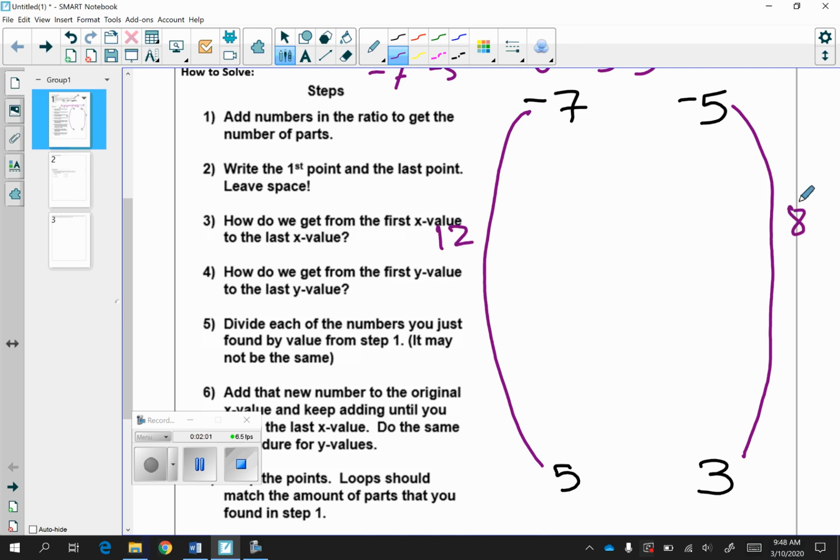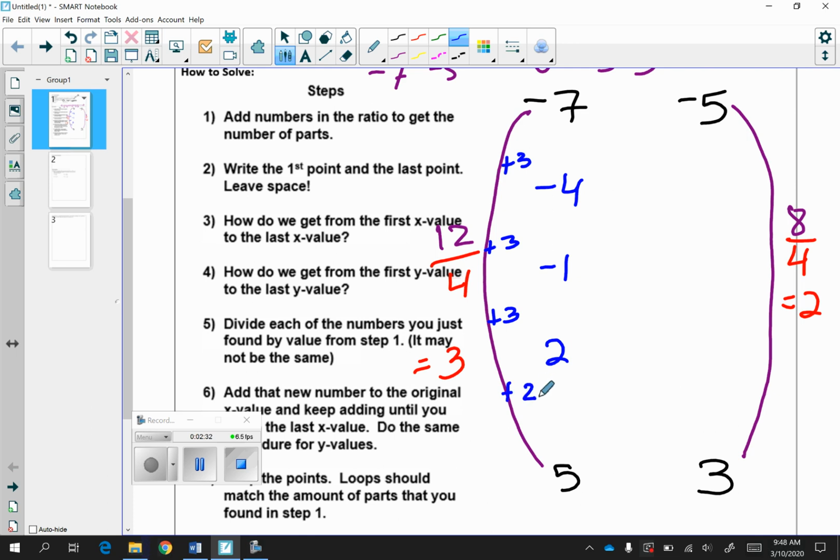We divide each of those by the number of parts, which we found earlier. And we get 3, and we get 2. Now, we just keep adding 3 to the x values and 2 to the y values till we get to our bottom point. I like to write that number small. Keep adding 3. Now I got to 5. Over here, I'm going to keep adding 2.